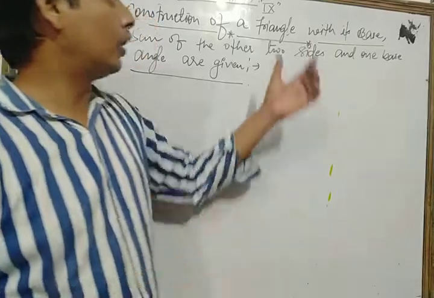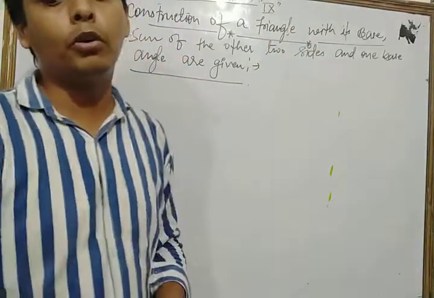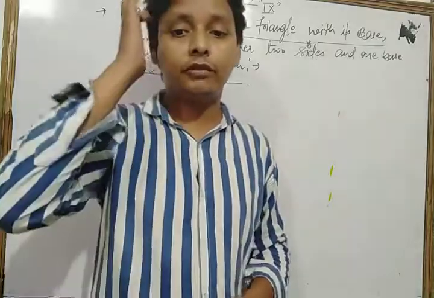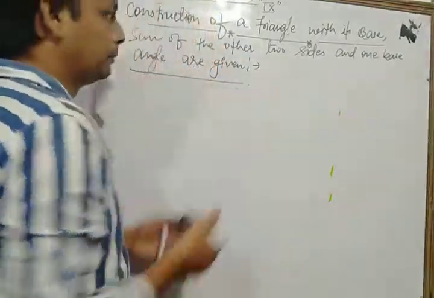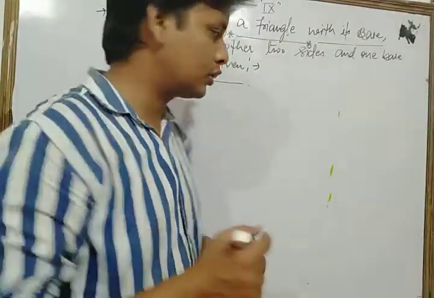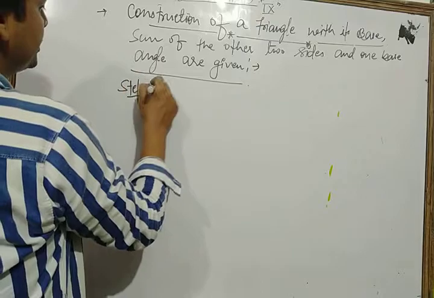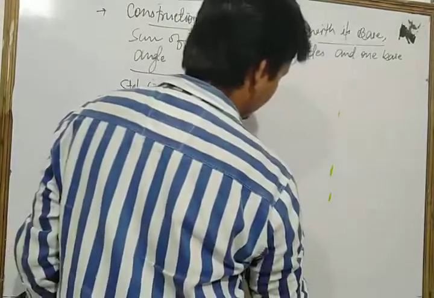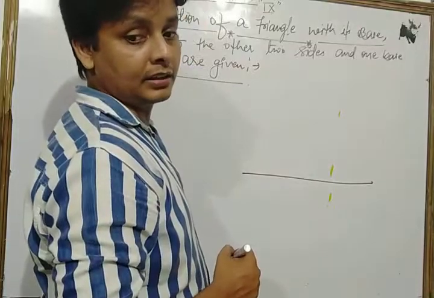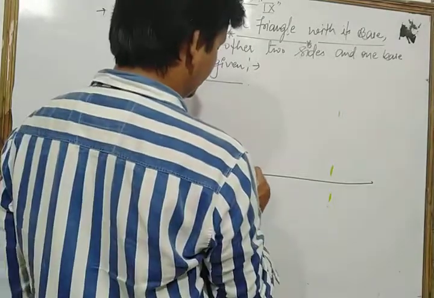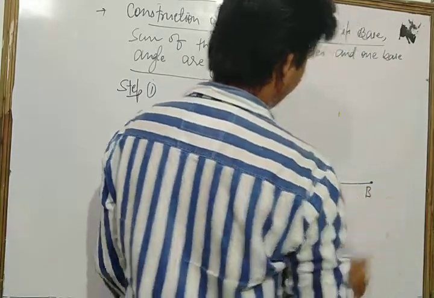In order to construct that type of triangle, we follow some basic steps. First of all, suppose that the length of the base is given. So in the first step, we draw the base AB.